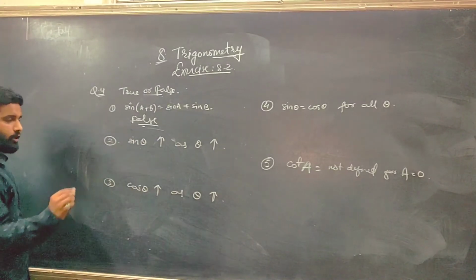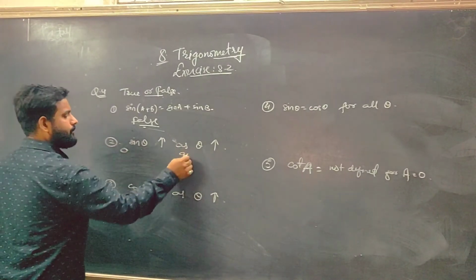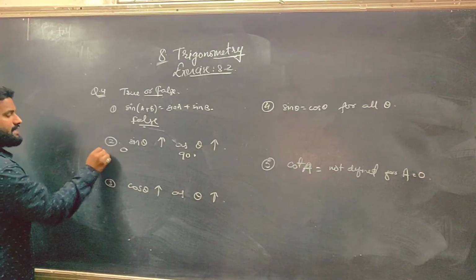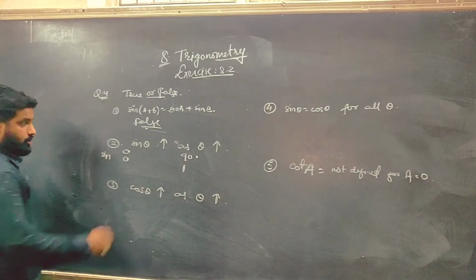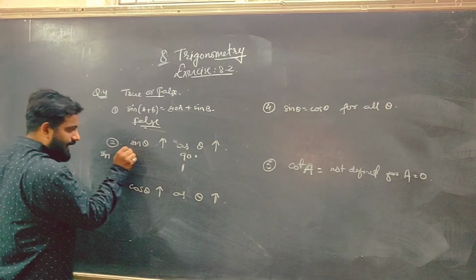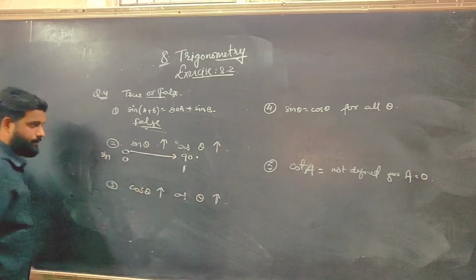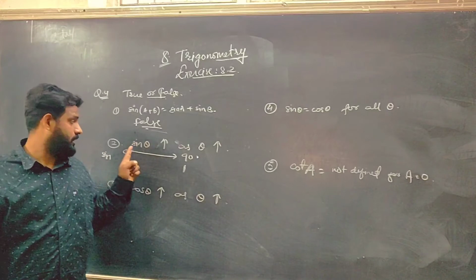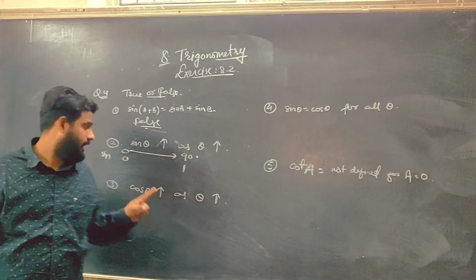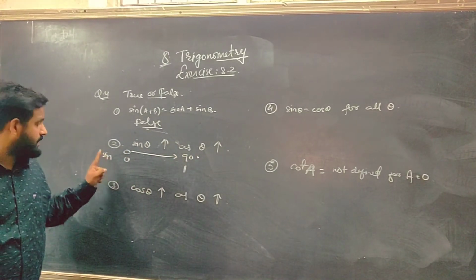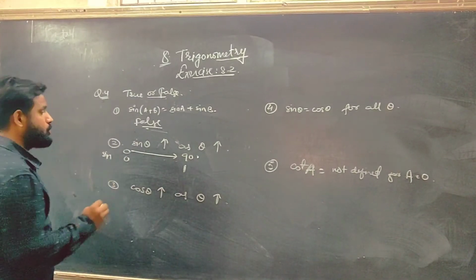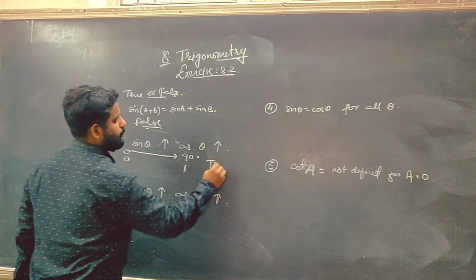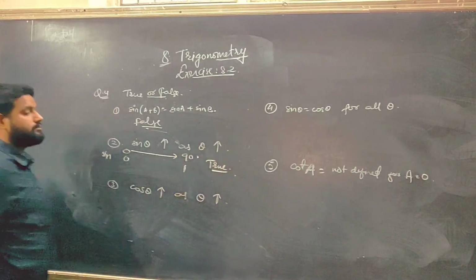The second question is: sin theta is increasing as theta is increasing. Take two values only, 0 and 90. From the table, sin 0 is 0, and sin 90 is 1. So as theta increases from 0, 30, 45, 60, 90 degrees, the trigonometric function also goes from 0 to 1. 0 to 1 is what? It is increasing. So yes, the answer is true for this question.